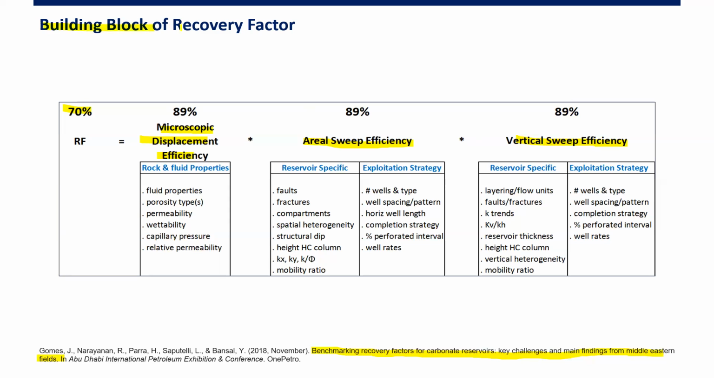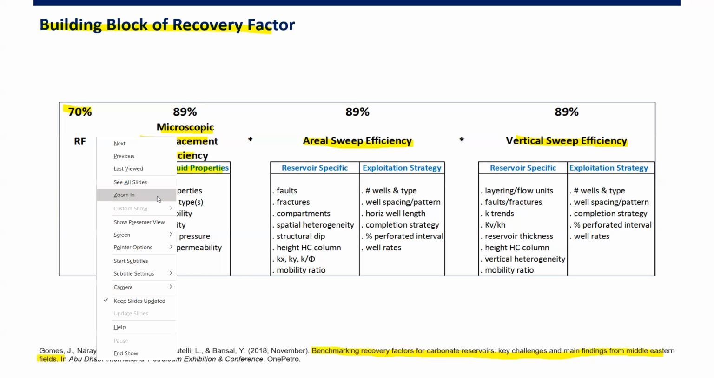So now, using this information from this paper, let's break down each of these elements. The first one is microscopic displacement efficiency. Talking about this element, it's all about, and this is very important, rock and fluid properties. None other than that. So it's about fluid properties and rock properties.